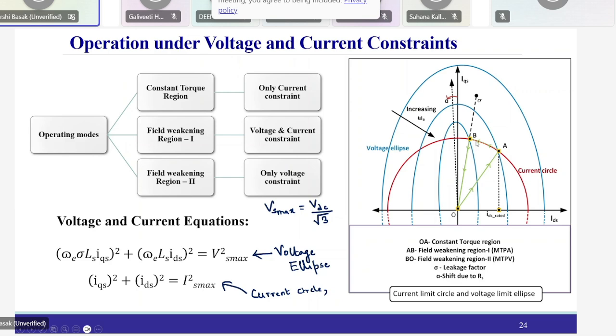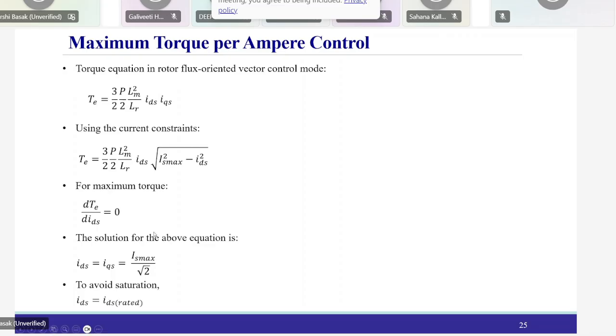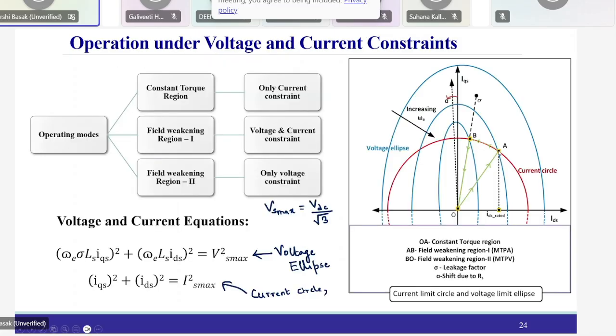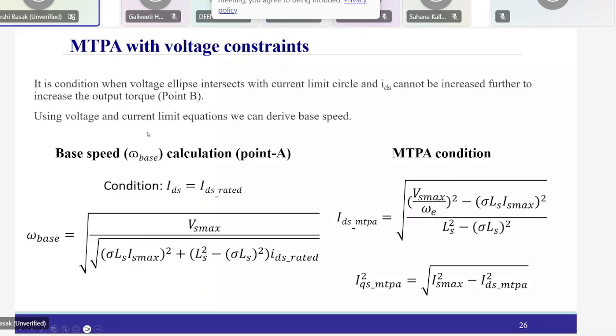Now, this point A, where the voltage ellipse meets the current circle, the speed corresponding to that point is called the rated speed or the base speed. So this is the condition.